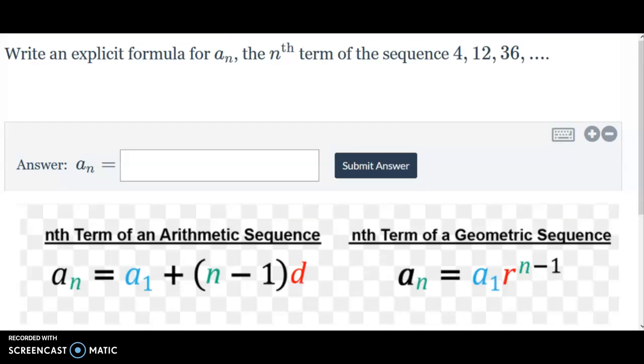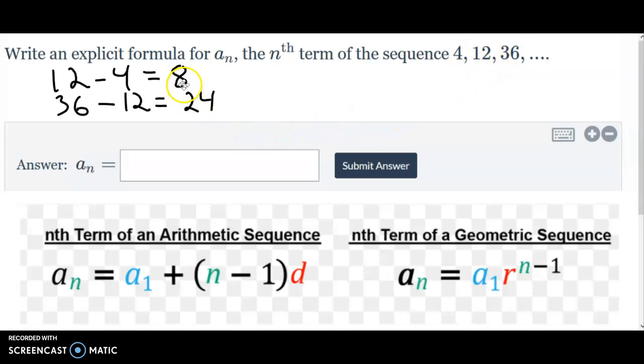Okay, here it says write an explicit formula for a sub n, the nth term of the sequence. So we've got 4, 12, and 36. I'm going to do the same thing I did on the last one. I'm going to check to see if it's an arithmetic sequence. So I'm going to take the 12 minus 4 and the 36 minus 12. It's the second minus the first term, and then the third minus the second.